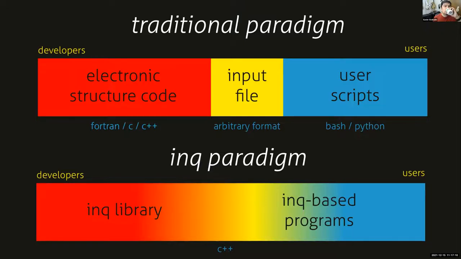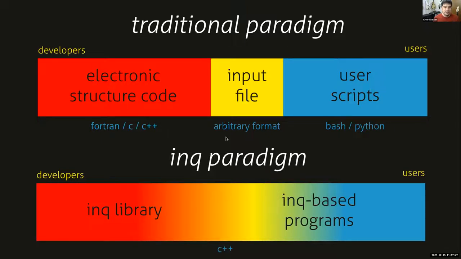And in INQ, we also want to change the paradigm of how we do things. This is a bit similar to what we saw with HUMD or what other people are doing. The idea is that in the traditional way current codes are structured, you have a code written in some language like Fortran, C, or C++ that does most of the work, and then you have some sort of input file format, typically some arbitrary format where people write their input files.